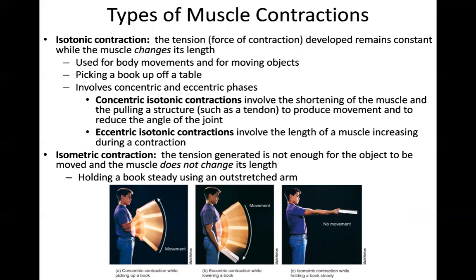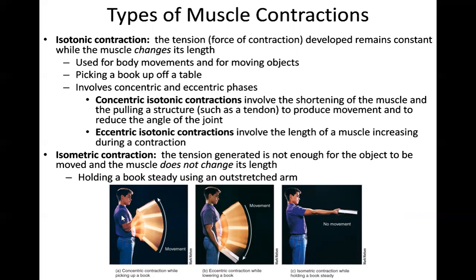And here's the key: while the muscle changes, and I italicize that word, changes its length. This is what we typically would think of when we talk about muscular contraction. It causes movement, like picking something up, like a book that our fella in the pictures is doing. It involves two phases, concentric and eccentric. Concentric, I would highlight the term shortening.